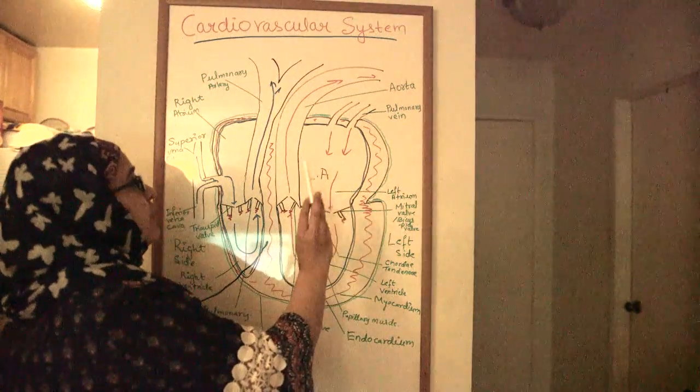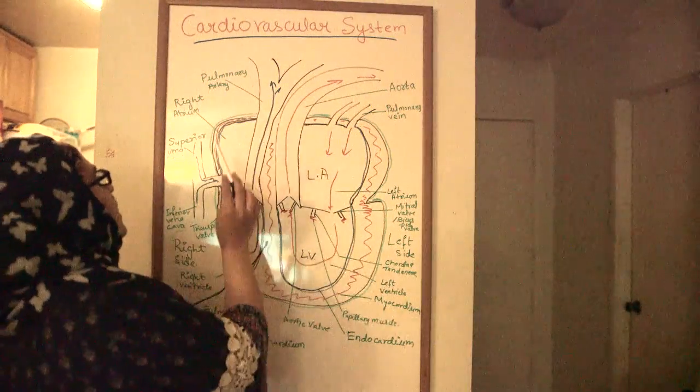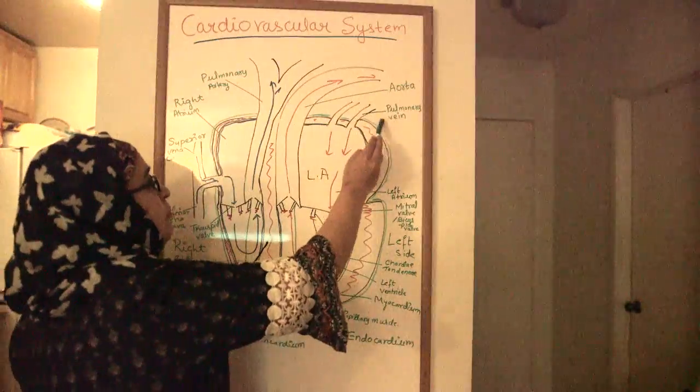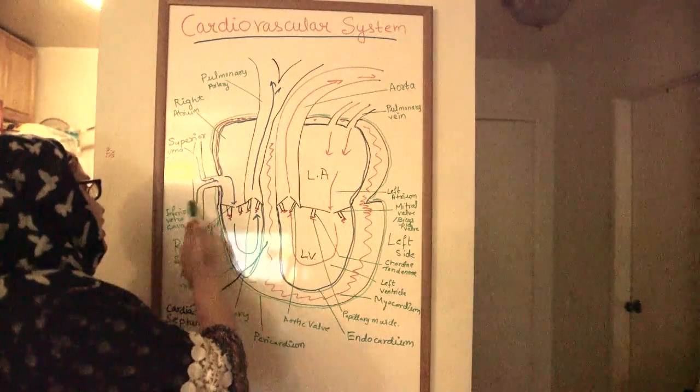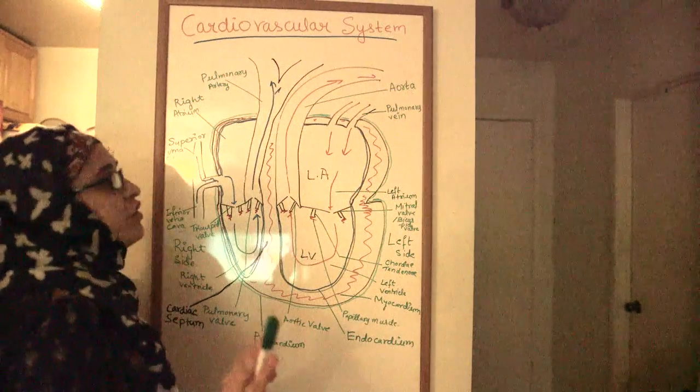And there are two arteries which emerge from the heart: the aorta and the pulmonary artery. And the veins of the heart are the pulmonary vein and the vena cava, the superior vena cava and the inferior vena cava. So I hope you have understood it well.